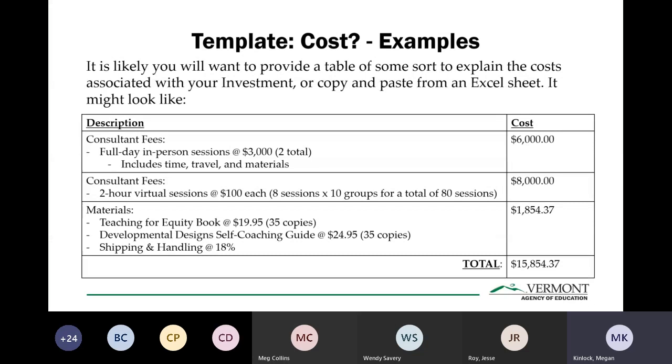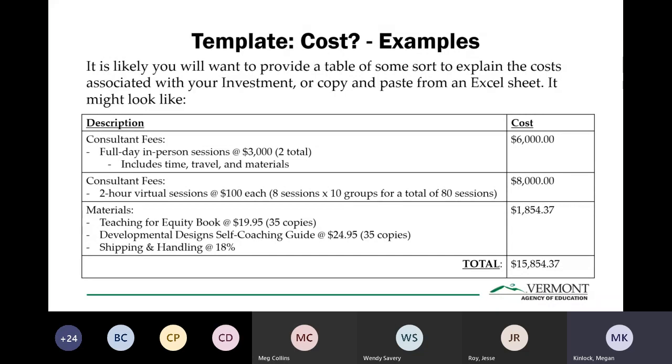So they're going to spend $6,000 on those in-person sessions at $3,000 each, and we're specifying that it includes their time, travel, and materials. Then the cost for those virtual sessions and how many they're going to have. So there's 10 groups, they'll each get 8 sessions. So that's a total of 80 sessions at $100 each, which is where they got $8,000 from.